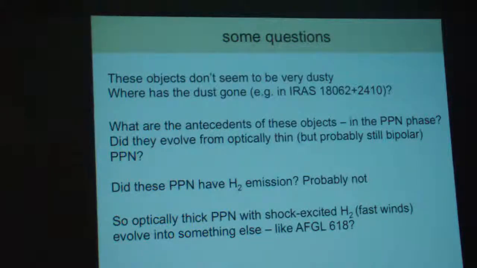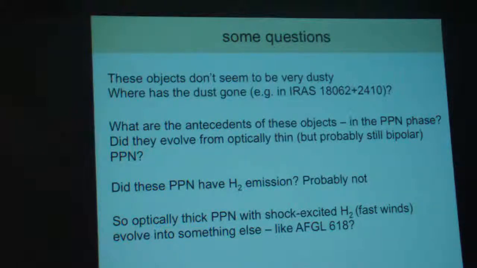So I'd like to finish, rather than with some conclusions, with some questions, really. One of which is, these objects don't seem to be very dusty, so where has the dust gone? We can't detect these objects really in scattered light. They're dominated by the bright central star. And that's strange in the case of 18062. It is a high mass object. It's evolved very quickly from the AGB. It must have lost mass along the AGB. So it's rather unusual that we don't have lots of material in the environment.